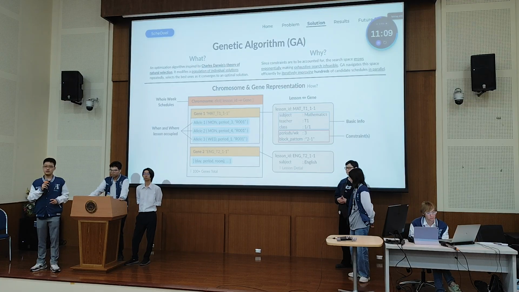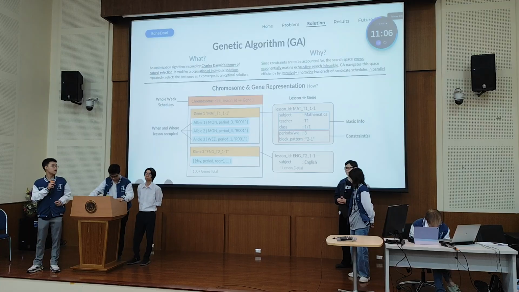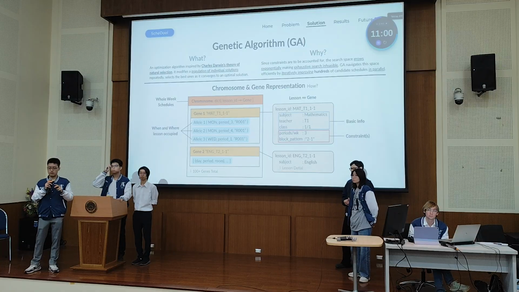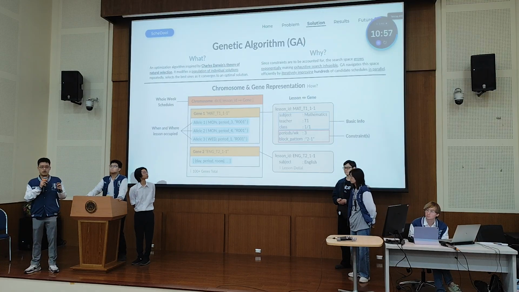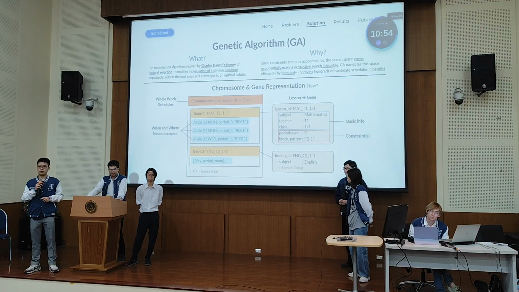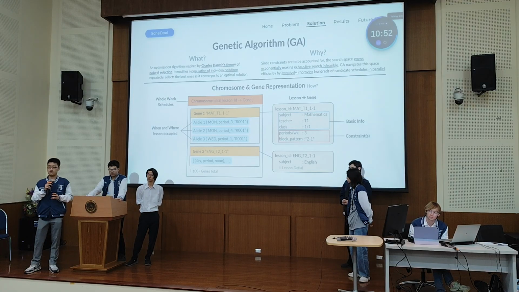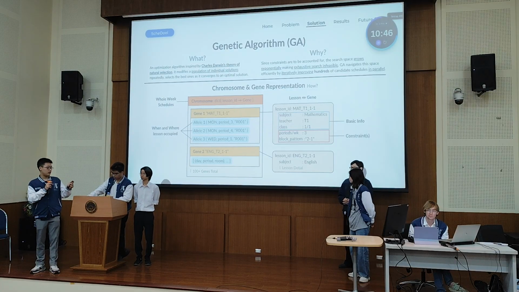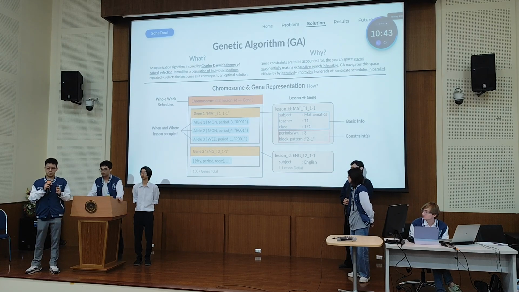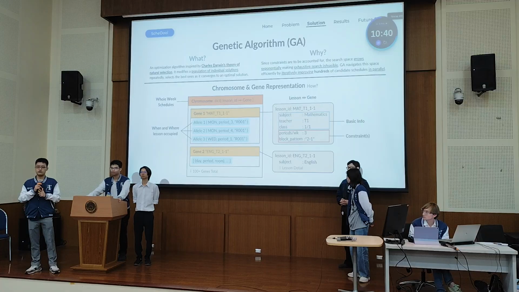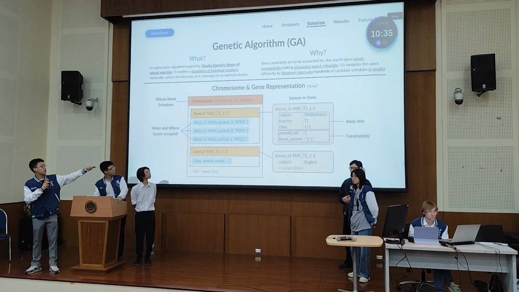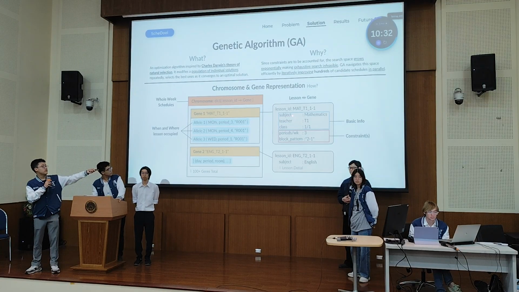So, how do we represent this in ScheDool? We have chromosomes and genes. A gene represents a lesson. A lesson is a unique combination of teacher, subject, and class. For example, here, the teacher is teaching mathematics to class grade 1 room 1.